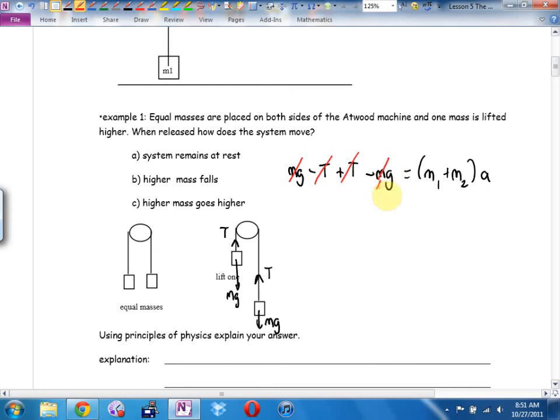Well, let's carry on with the physics. Zero, as it turns, everything cancels on the left side. Equals, how would I get the a by itself?